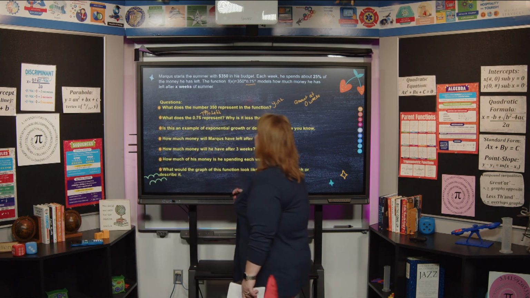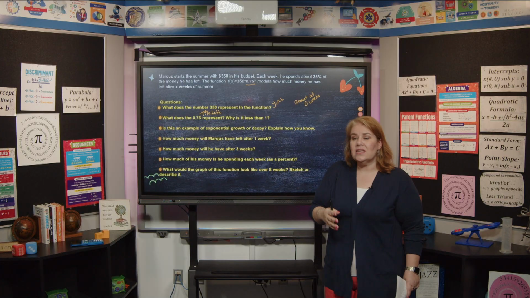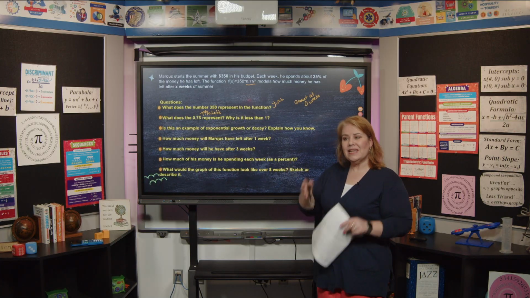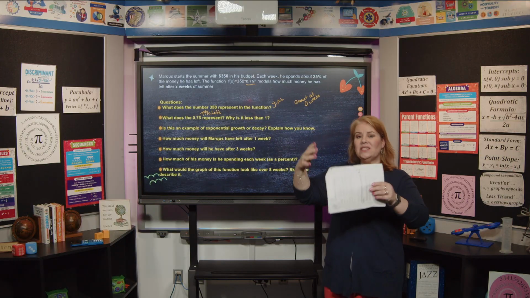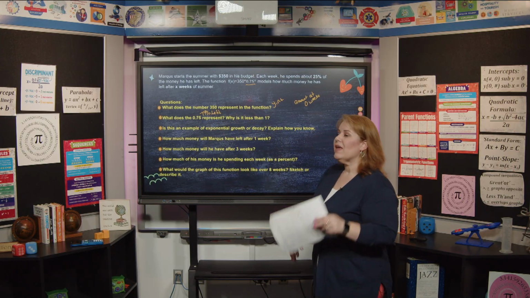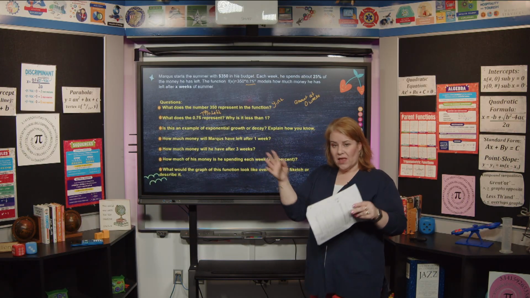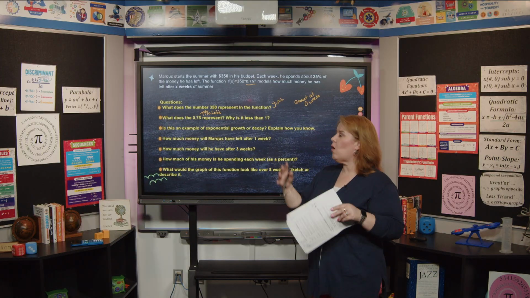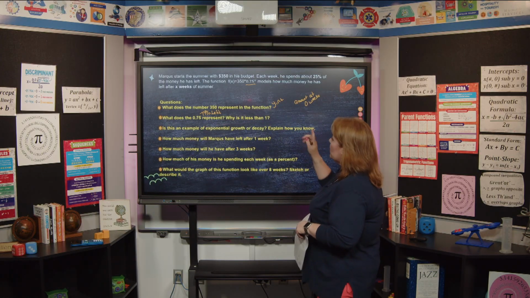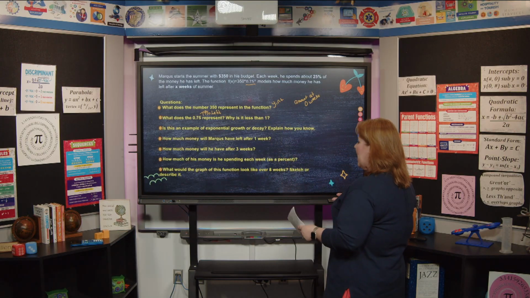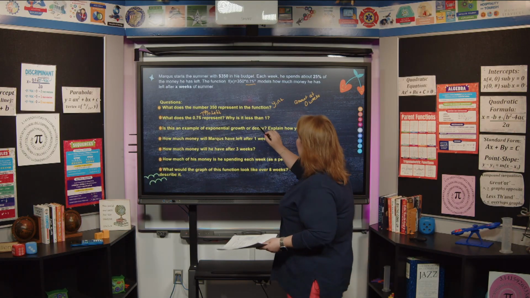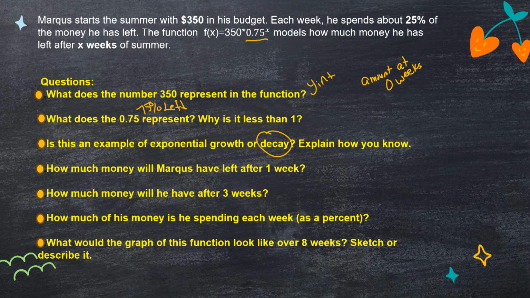Now, why is it less than 1? Because what type of graph was it? It's a decline or a decay in the money. The money is decreasing. So remember, if it's 0 to 1, between those two numbers, it's a decay or a decline. So the next one says, is this an example of an exponential growth or decay? Well, we just answered that. It is a decay. The money is going further and further away from 350. So it is a decay.